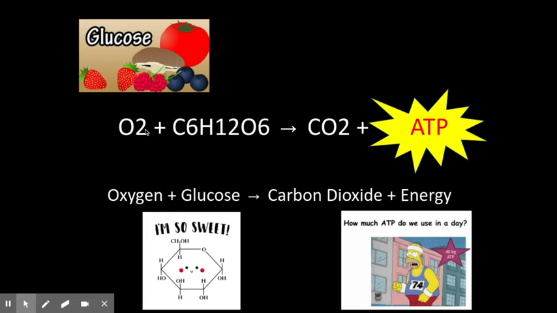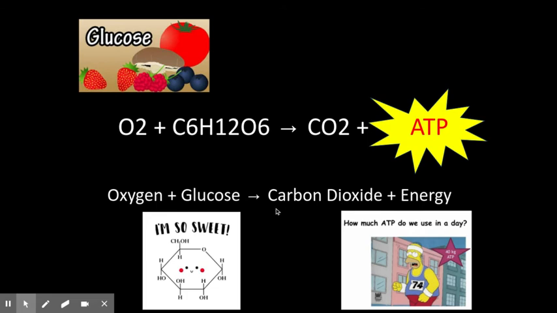And basically, the things on the left side of the arrow, the oxygen and the glucose in this case, are considered your ingredients. It says it right here, oxygen and glucose. The arrow is the equivalent of putting it in the oven. So you mix these together, you put it in the oven, and then out you get carbon dioxide and energy. One of these two things is the reason that you did the reaction.